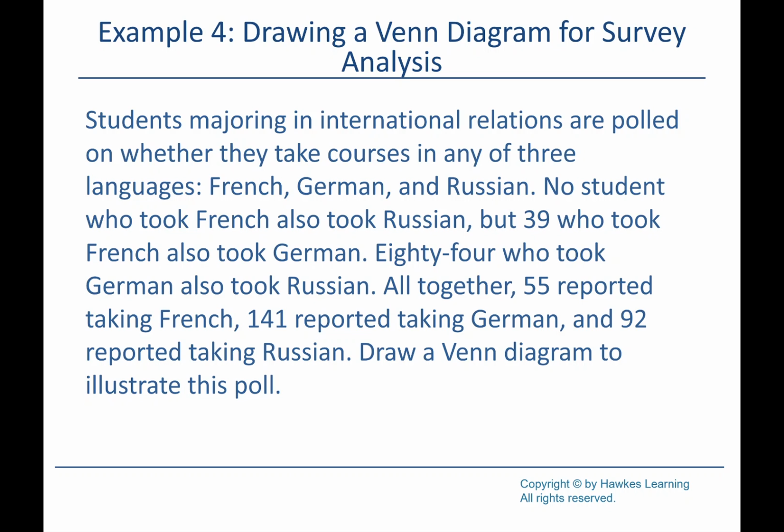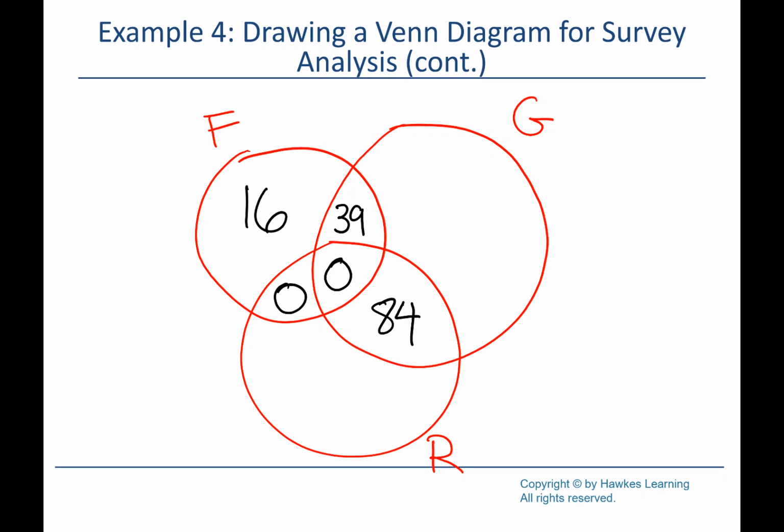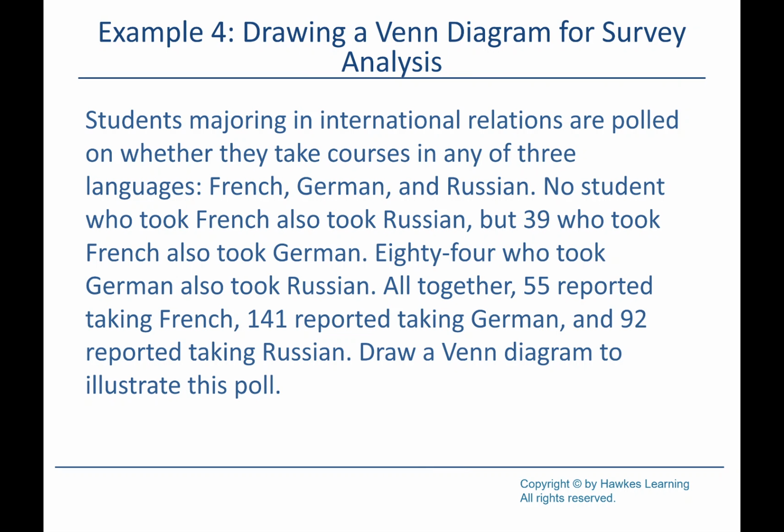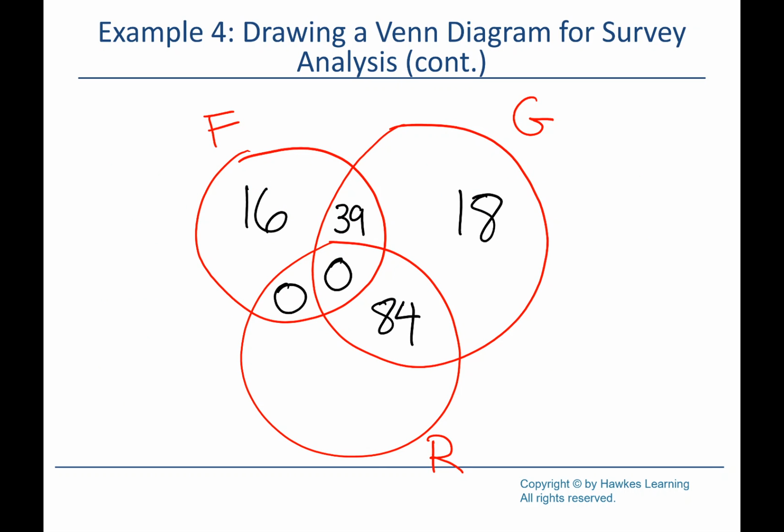German, let's see, it says 141 reported taking German. So our German total has to be 141. We already have 39 in there, so we have to subtract 39, and then we have to subtract 84 that's in there as well. End up with 18. And then the last one says 92 reported taking Russian. Okay, so the R circle has a total of 92. So 92 minus 84. That's 8.